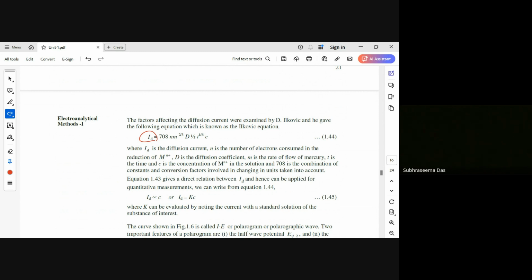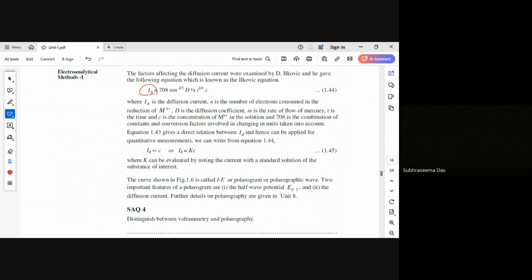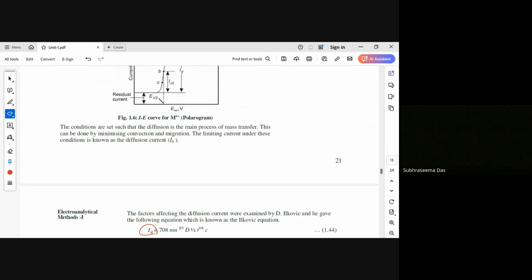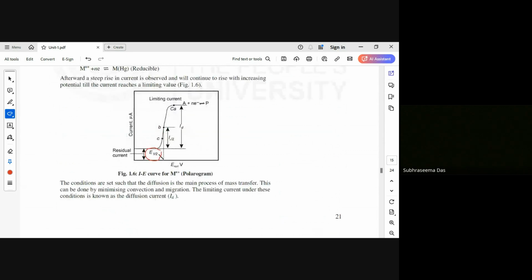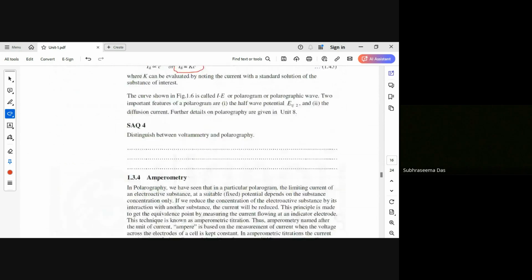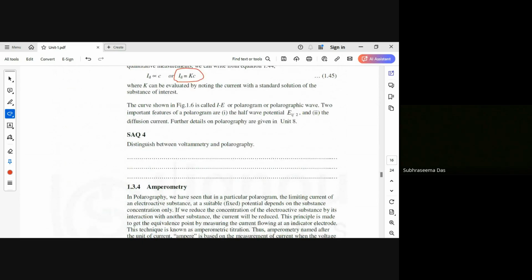Now when we look carefully into equation 1.44, we find that the diffusion current is directly proportional to C, that is the concentration of the Mn plus ion in solution. So Id is directly proportional to C, or we can write Id is equal to Kc, where K is a constant, and this equation is of great importance in polarography. From the curve in figure 1.6 we can see two important features: one is this E half and the other is this limiting current, Id. So these features are very important in polarography, which will be discussed in gradual sections.